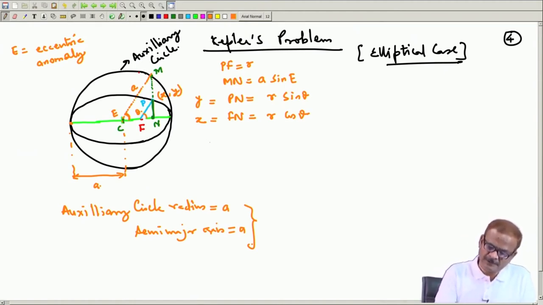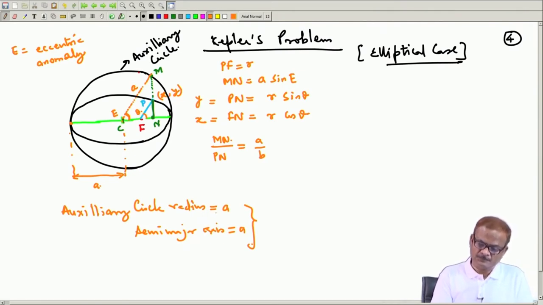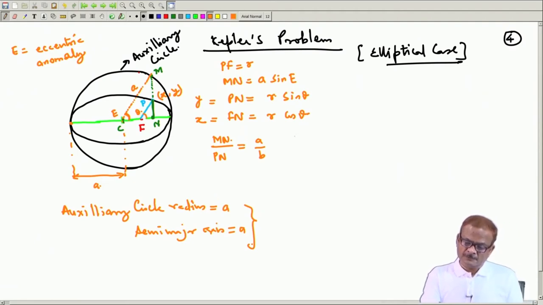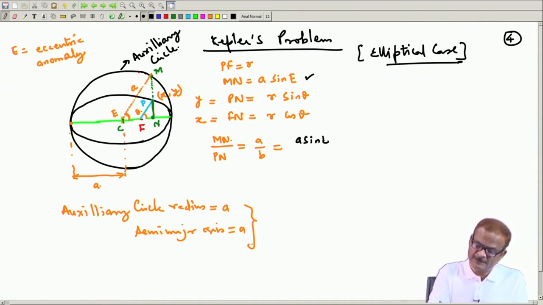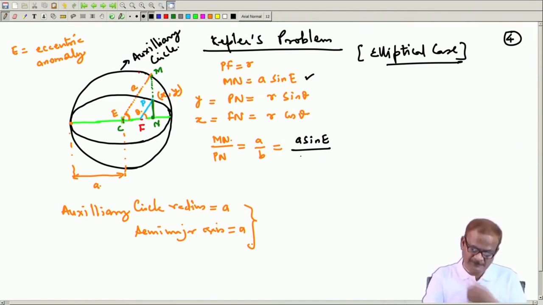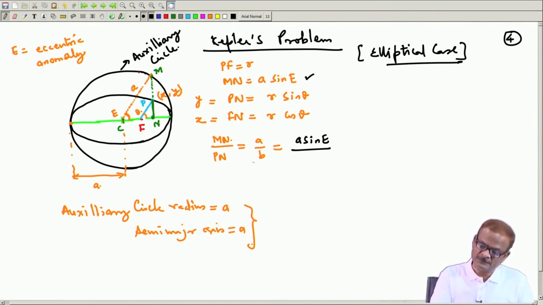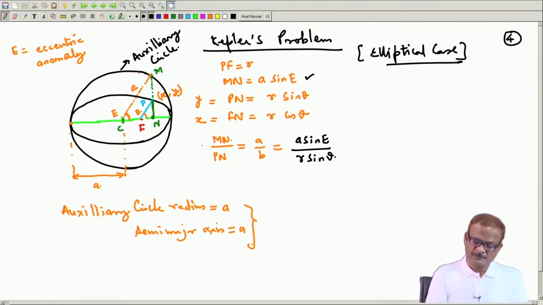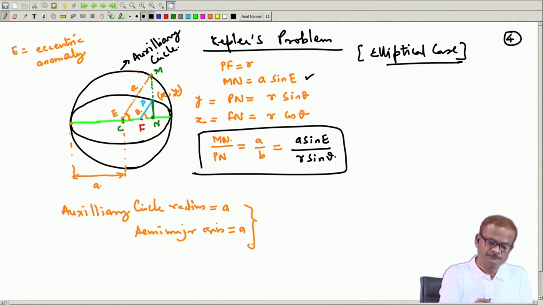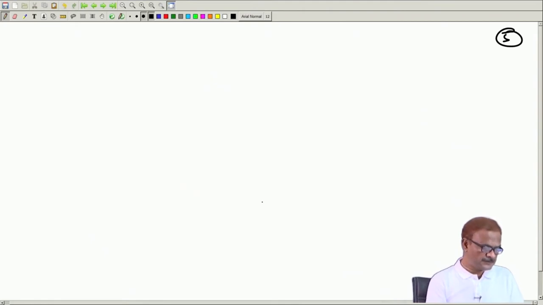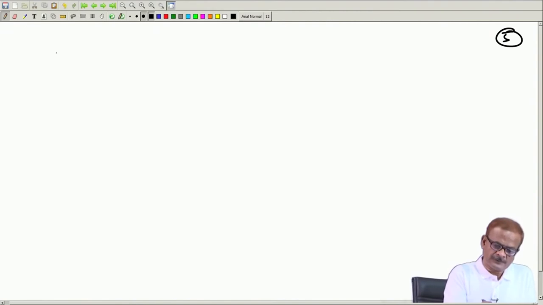Thereafter, we have utilized one property of the ellipse, that M N divided by P N equals A by B. So, from this place M N is nothing but A sin E, and P N is R sin theta. So, we are going to get a relationship between them. This relation we have been working out. So, now writing the whole thing.